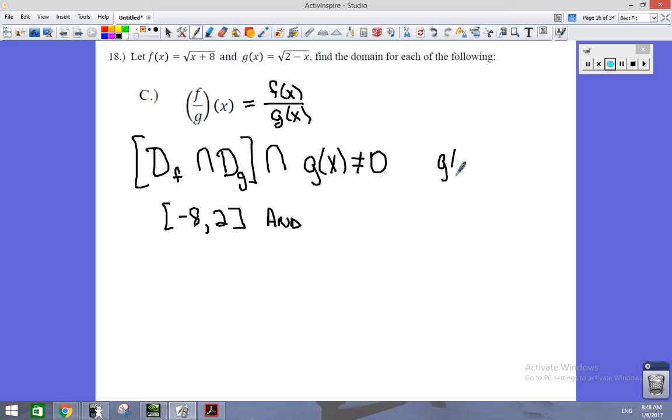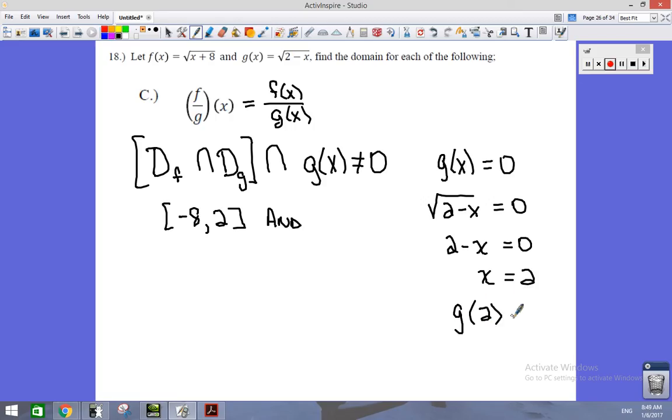So if g of x were to equal 0, which is what I'm trying to avoid, well, g of x is the square root of 2 minus x. If I square both sides, the radical goes away, and 2 minus 2 is 0. Okay, so g evaluated at 2 is going to equal 0. I do not want 2 to be in the domain of this new function f over g, because if x were allowed to be 2, then I'm going to have a 0 in the denominator.